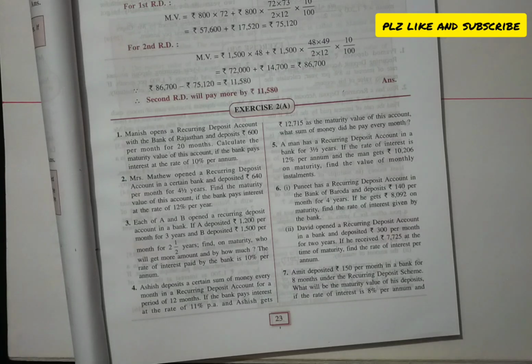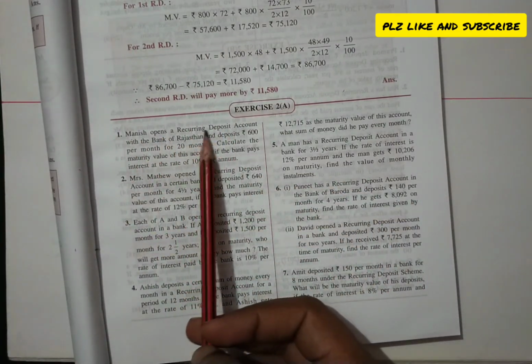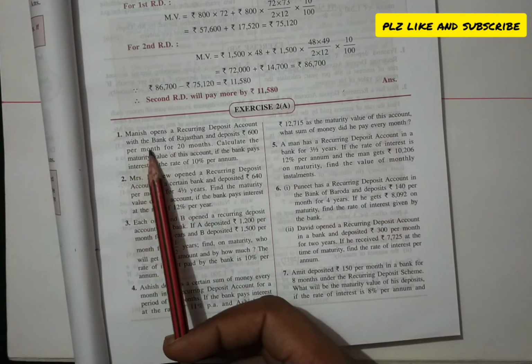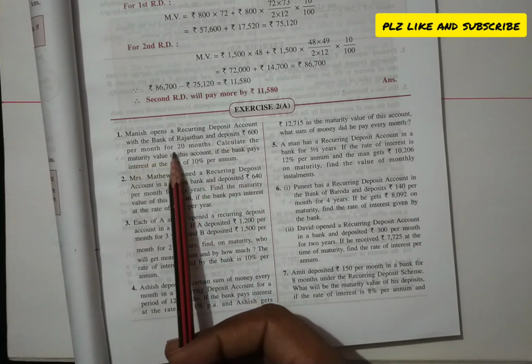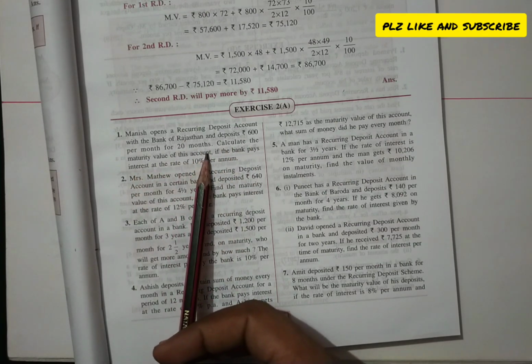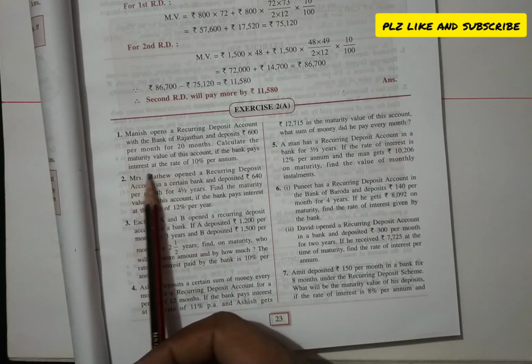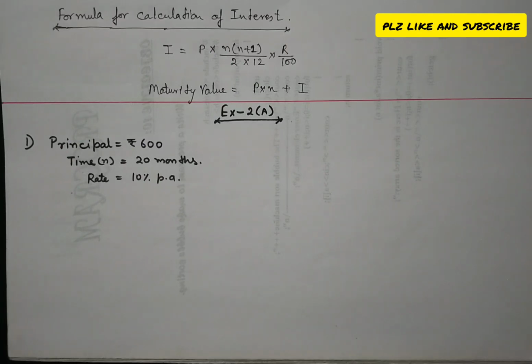Now let's do one question from exercise 2A, that is question number 1. Here Manish opens a recurring deposit account with the Bank of Rajasthan and deposits rupees 600 per month for 20 months. Calculate the maturity value of this account if the bank pays interest at the rate of 10% per annum. Here we have been given the principal of rupees 600, time of 20 months, and the rate of interest as 10% per annum.